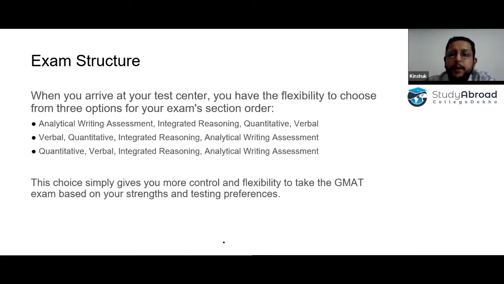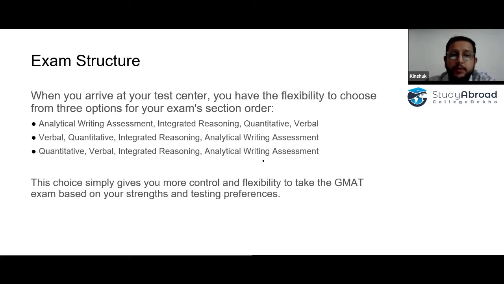So basically, when you start the test, you will be given the option to choose in which order you want to do the sections. Now this order is very important for your strategy. You can start with analytical writing assessment, then integrated reasoning, then quantitative and verbal. Or you can start from verbal, then quantitative, then integrated reasoning, and analytical assessment at the end. Or you can start with the quantitative part, your maths part, then verbal, English, then integrated reasoning, and then analytical assessment. You have to choose one of these three. You cannot make your own choices.